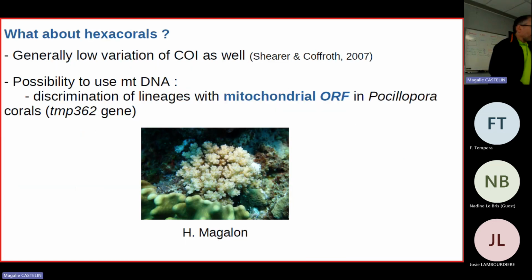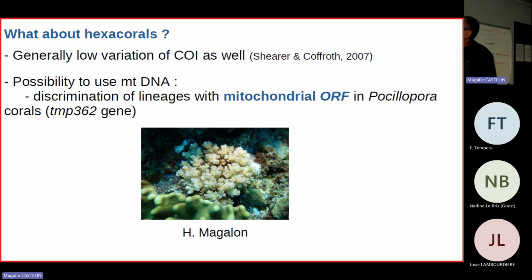What about hexacorals? Generally, we have low variation of CO1 as well, but in some cases it works. So mitochondrial DNA can still be useful with CO1, with another locus I did not mention here, 16S, for example. But there are some specific cases where mitochondrial DNA is informative.